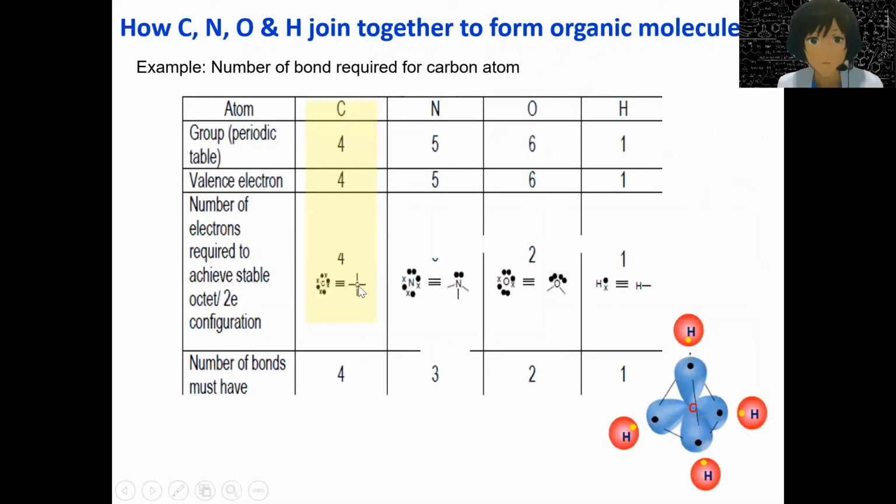Okay, so this is a revision of what we have gone through. Carbon, you find from the periodic table, is from group 4, so it will have 4 valence electrons. The number of electrons required to achieve the stable octet configuration will be 4, and the number of bonds it must have will be 4 bonds. And later on, we'll learn about the shape of carbon when it has 4 single bonds. If you see here, the carbon has 4 bonds to hydrogen.